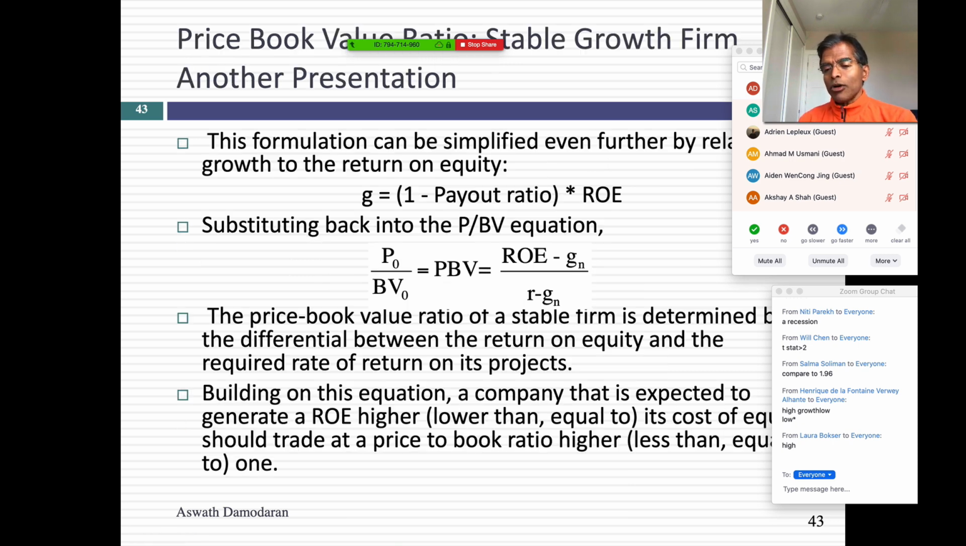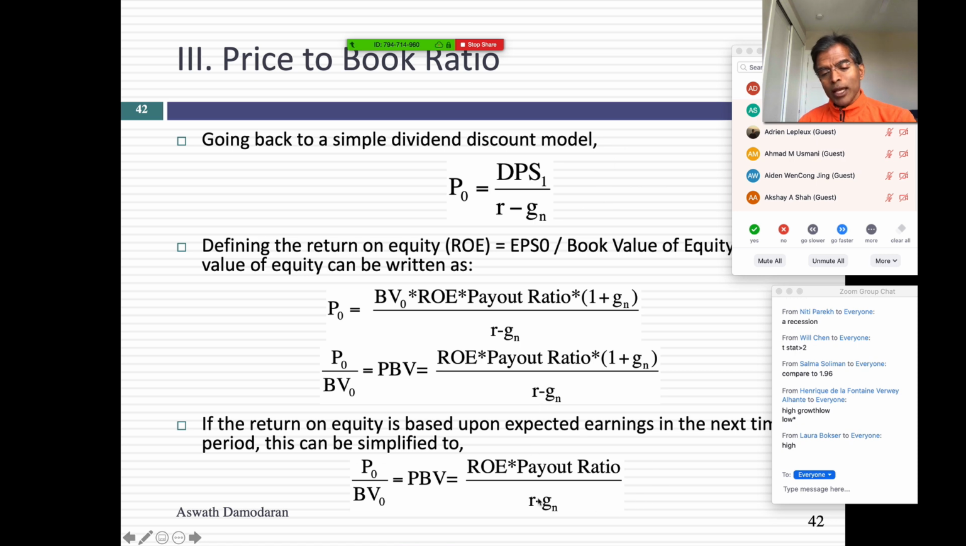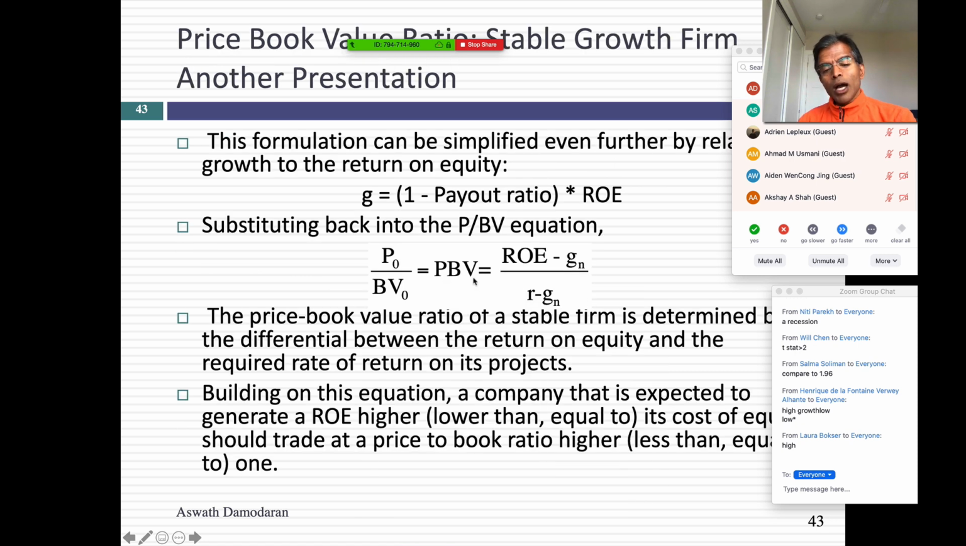Remember that growth in a fundamental growth equation can be written as 1 minus the payout ratio times return on equity. If I plug that back into the previous page where you have the payout ratio, I end up with a simplified version of the price to book ratio. Hang in there with me. The price to book ratio for a firm can actually be written as return on equity minus the growth rate in the numerator and cost of equity minus the growth rate in the denominator.